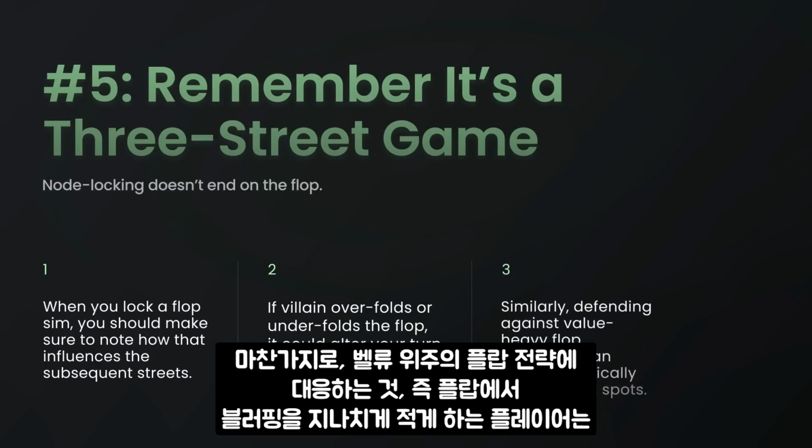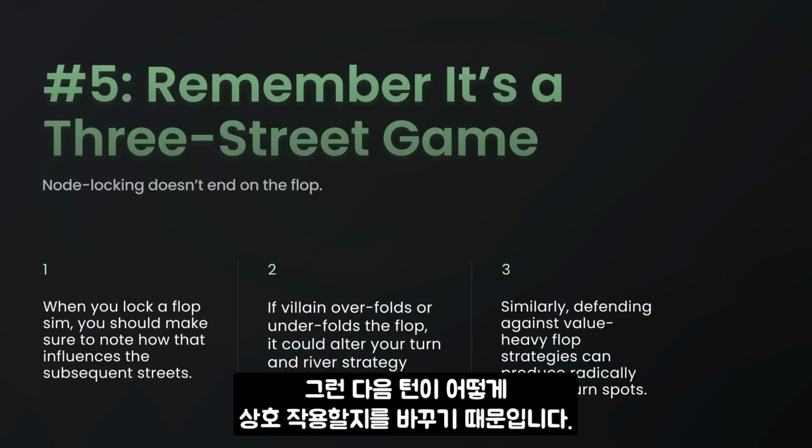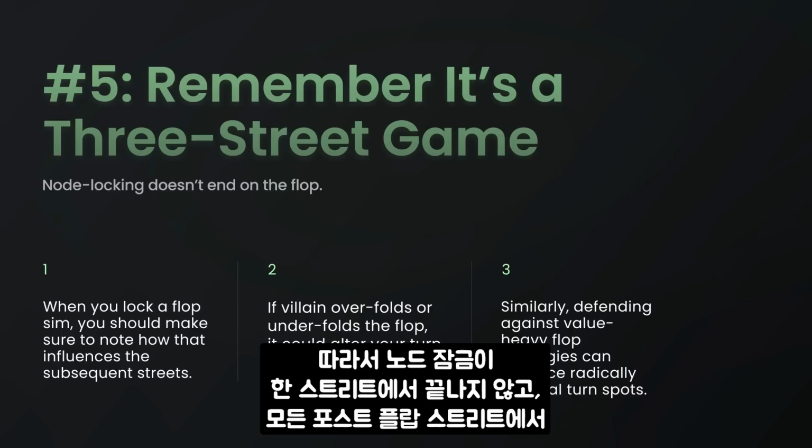And similarly, defending against a value-heavy flop strategy, so a player who's under-bluffing the flop dramatically, can produce a lot of really weird turn scenarios because it alters the range of hands that you're continuing with, and then it alters the way that the turn is going to interact, and so on and so forth.